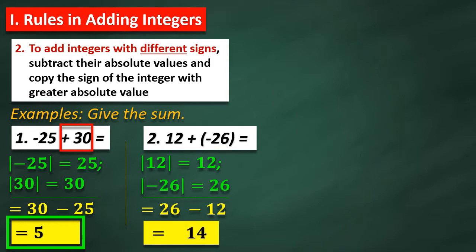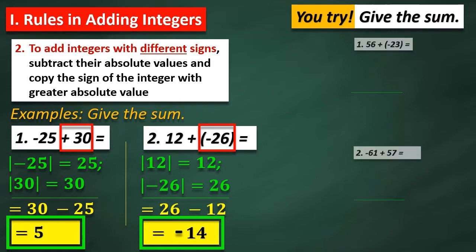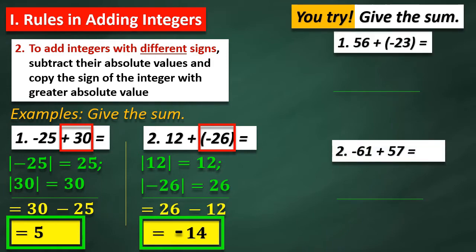Lastly, copy the sign of the integer with greater absolute value. Checking on it, it is a negative sign, since negative 26 has a greater absolute value than 12. Our final answer is negative 14. Now, your turn. Find the sum of these numbers. Good luck!